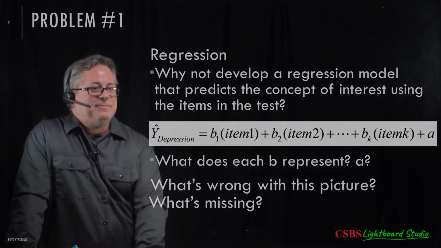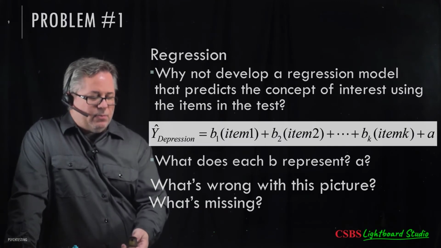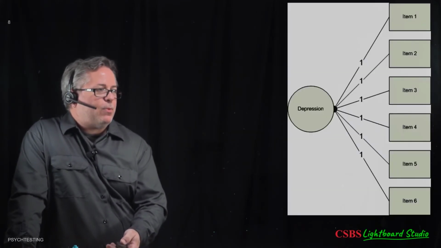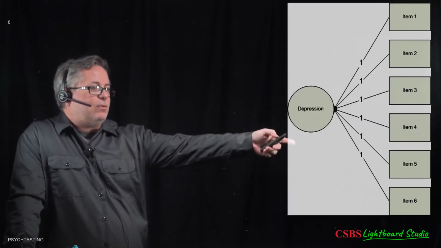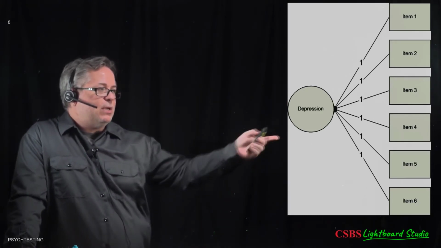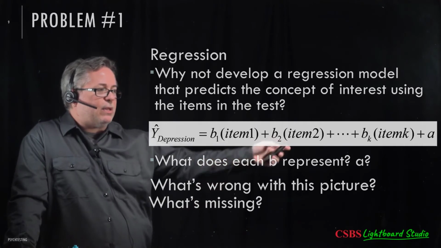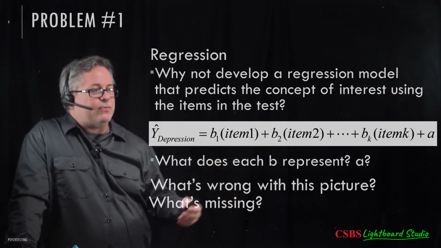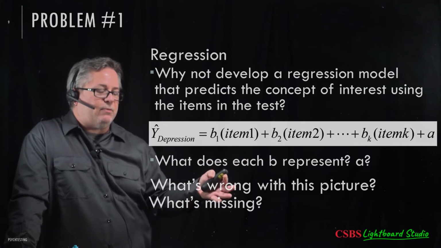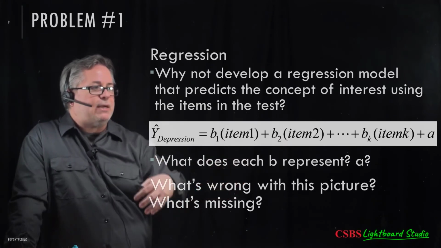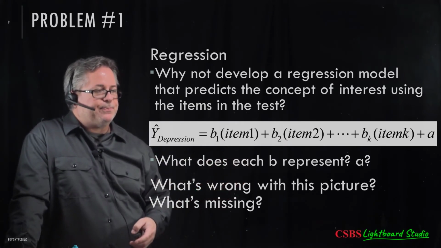What's missing? I mean, we can show that pretty easily. But what I'm asking is, why not just take our items, predict depression, figure out what these weights might look like, and then we can weight each item differentially? We can say, all right, look, this item has more discrimination, so let's use more of that item to predict depression. What's the problem? Why can't I do that?